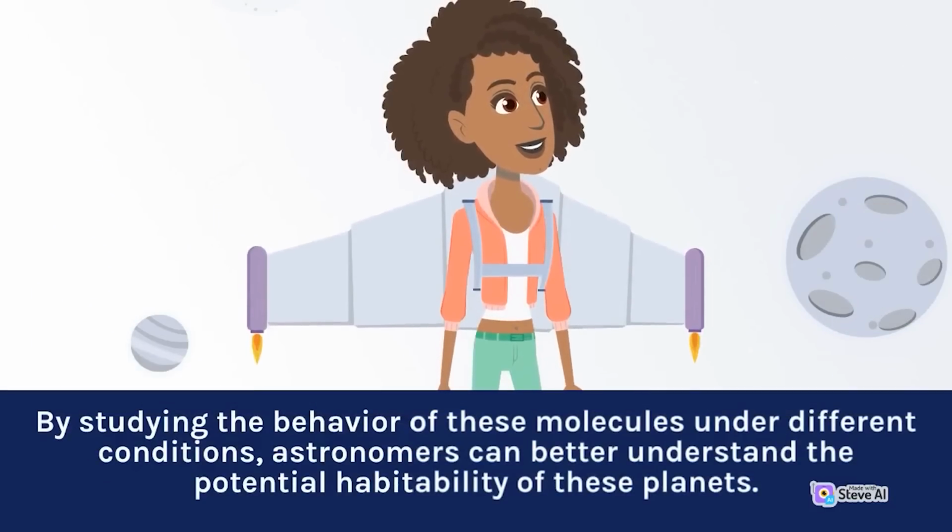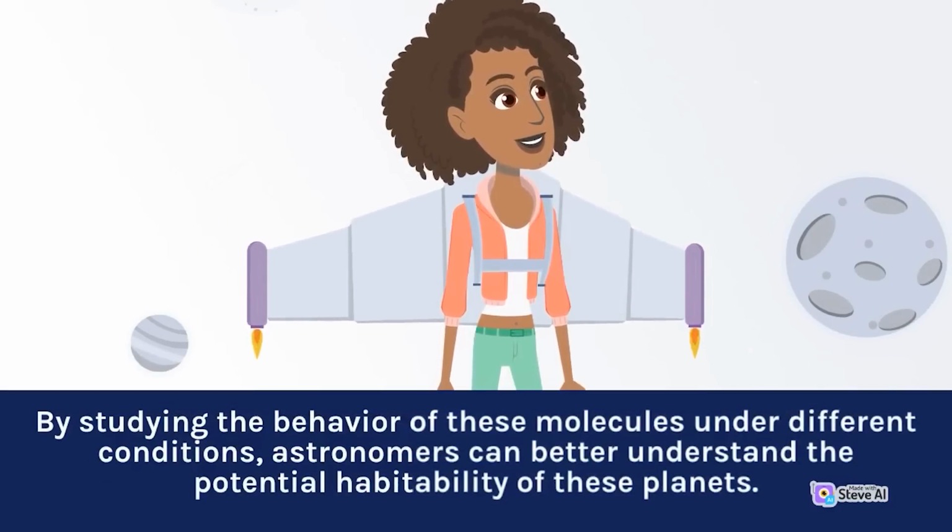which are thought to be important for the formation and sustenance of life. By studying the behavior of these molecules under different conditions, astronomers can better understand the potential habitability of these planets.